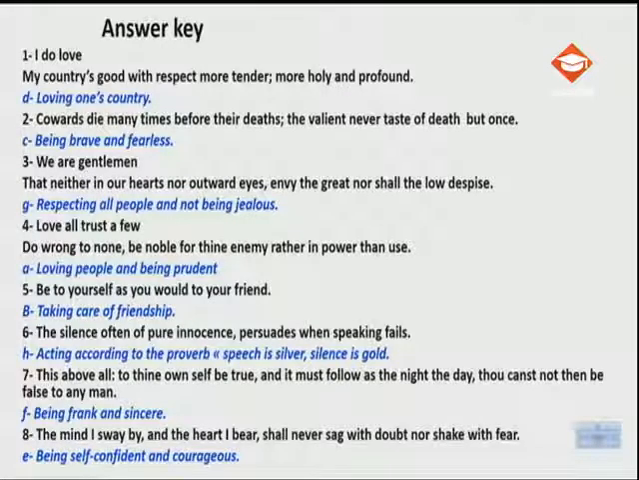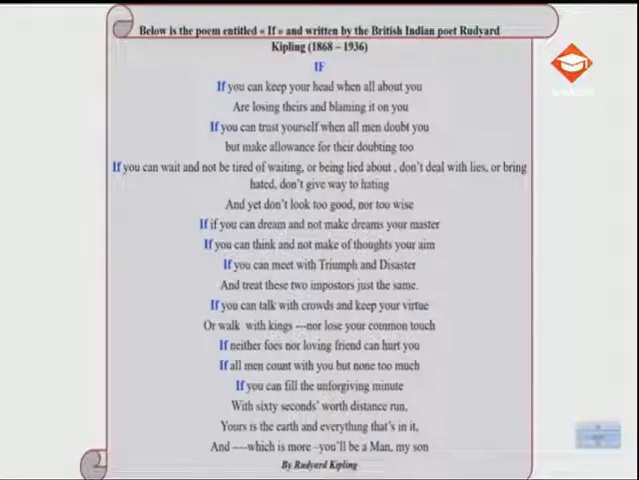We are going to make a small jump in terms of time or history, and we are going to see another writer or poet who spoke also about some of the ethical values and attitudes. As you can see, this is a poem entitled If. It was written by the British Indian poet Rudyard Kipling, who lived between 1868 and 1936. Of course, the heading tells you about the title, which is If.